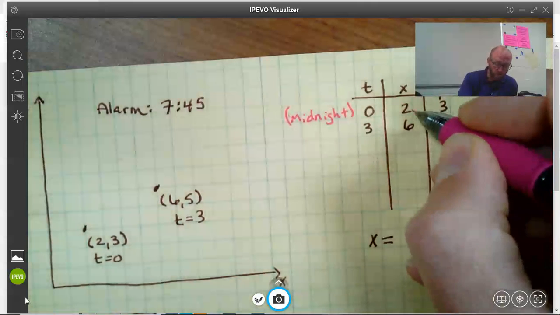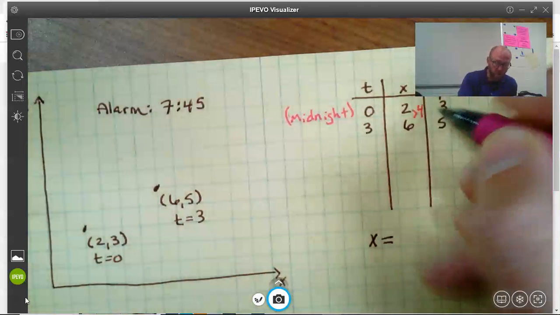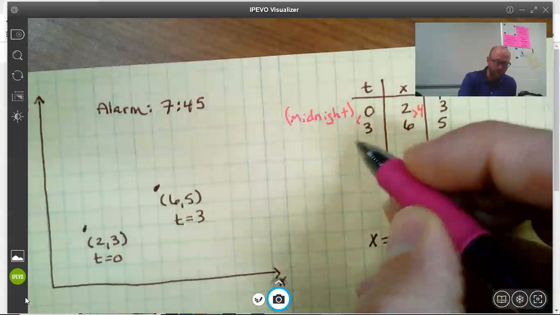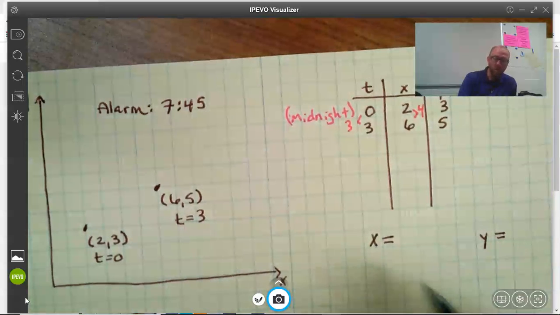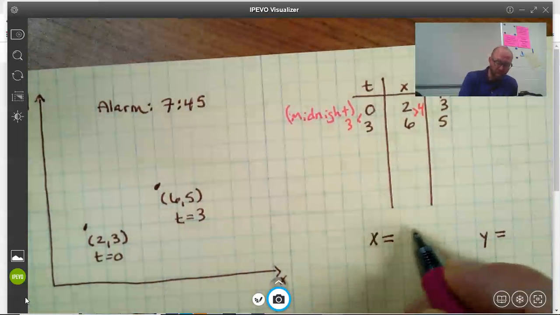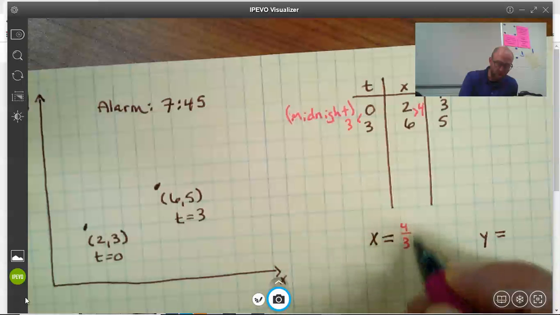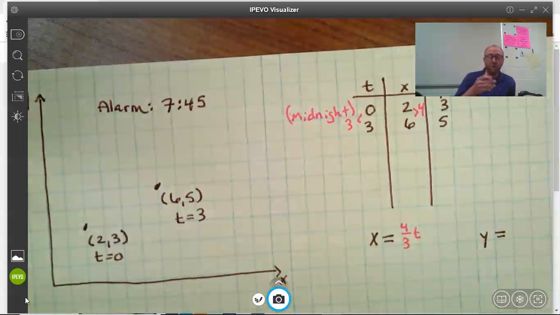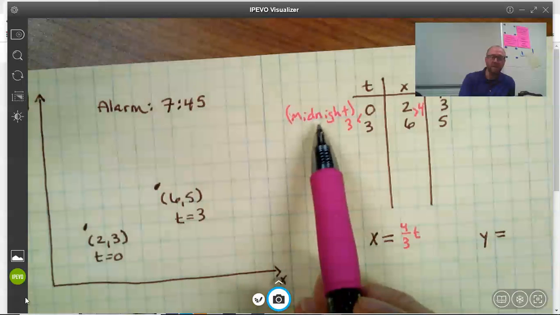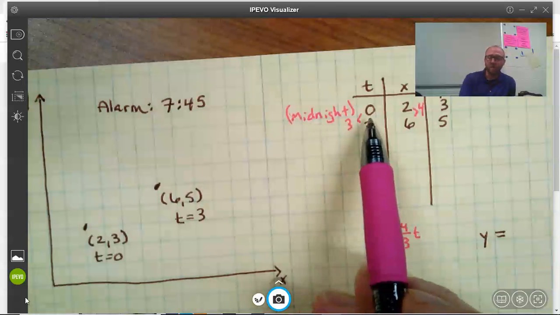If you recall, we see that our difference here is 4. We're going up 4. And our difference here is 3. So plus 3, plus 4. And so our equation for x starts out as 4/3 t. By the way, just as a quick note here, t equals 0 at midnight. Remember, our time in any of these problems isn't time of day or time on the clock. It's always time since some initial starting point. And we chose midnight to be our initial starting point, so we give that the time of 0.